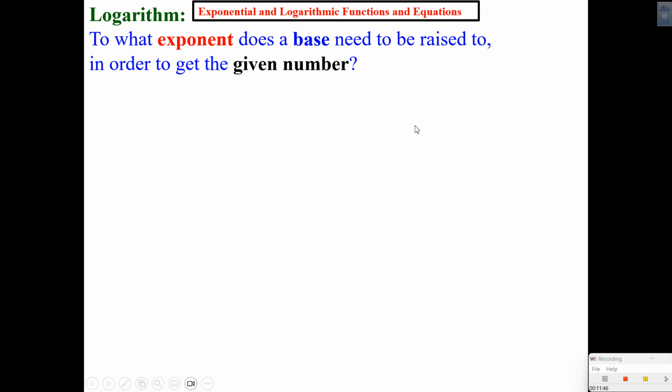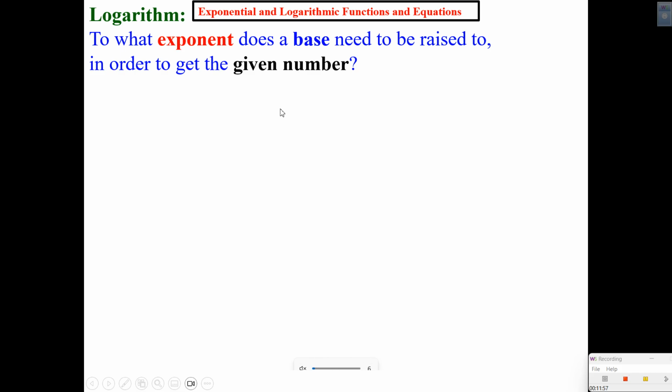Look up to the screen, is a statement. Here it goes. I'm going to mute the music really quick. Look up to the screen. Don't copy this. What is a logarithm? It's a question. What exponent does a base need to be raised to in order to get a given number? Let me repeat that again. A logarithm is to what exponent does a base need to be raised to in order to get the given number?